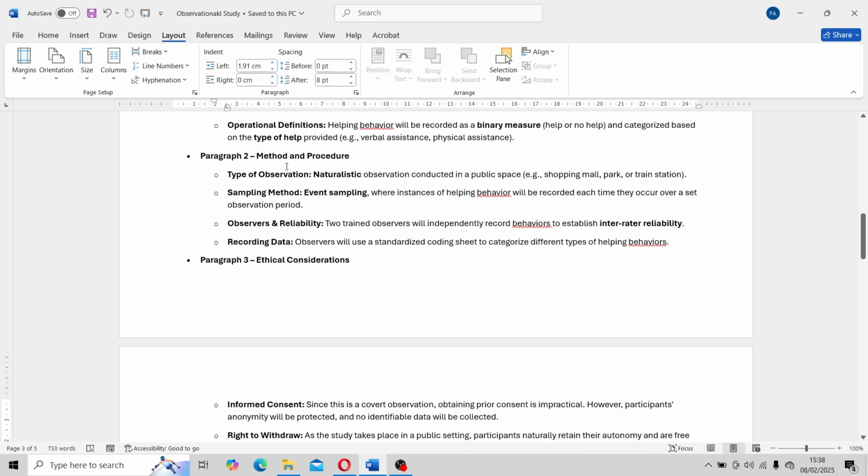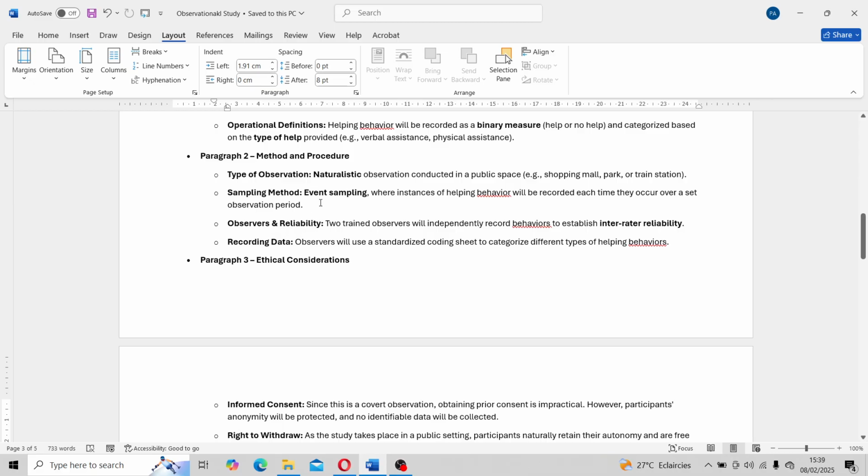Now, method and procedure, type of observation, I mentioned that earlier. You should also have a sampling method, how you're going to recruit your sample. The sample in this situation are basically people that are moving around that place at that particular point in time. So this is like opportunity sampling. Okay, observer reliability.